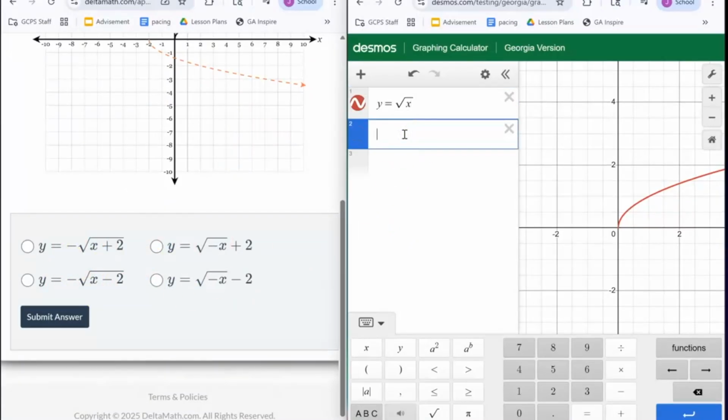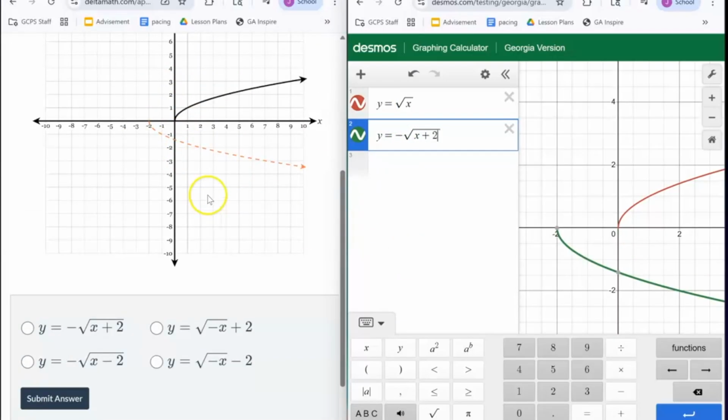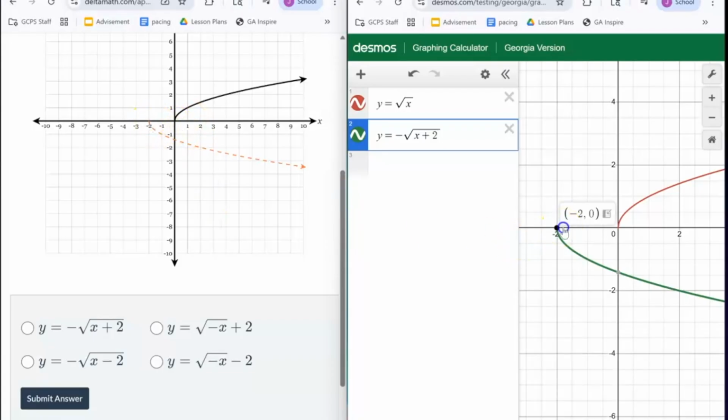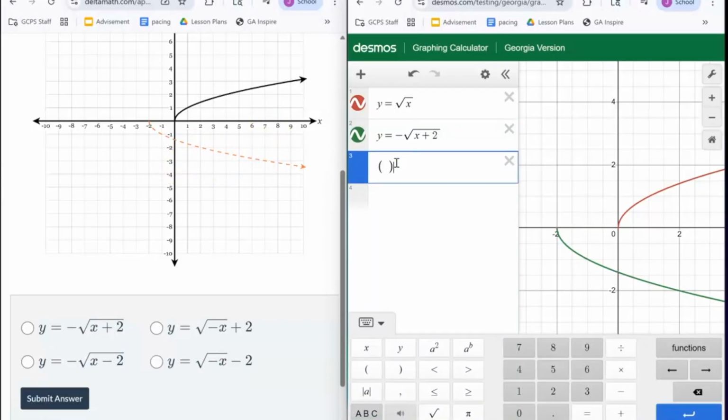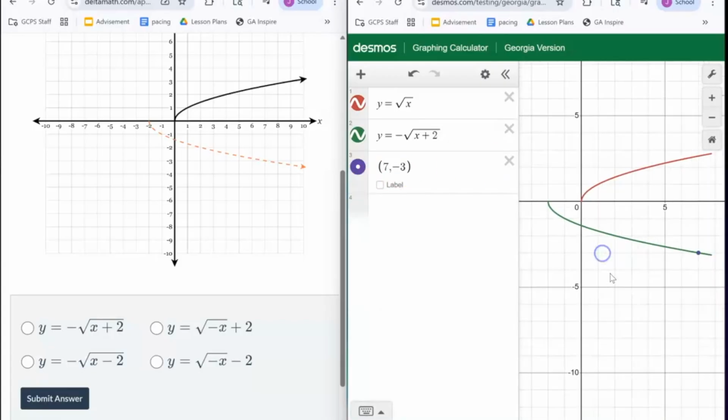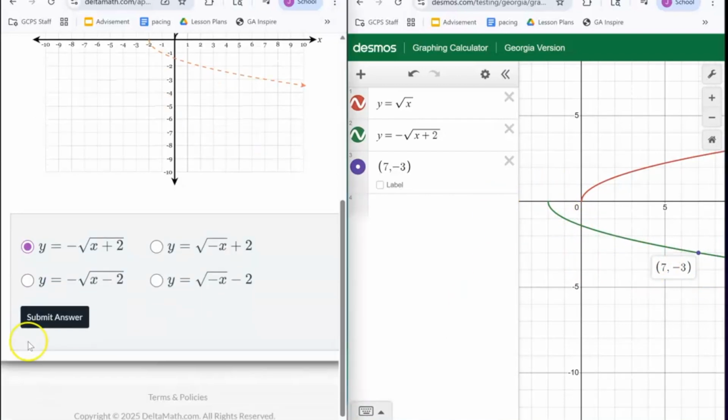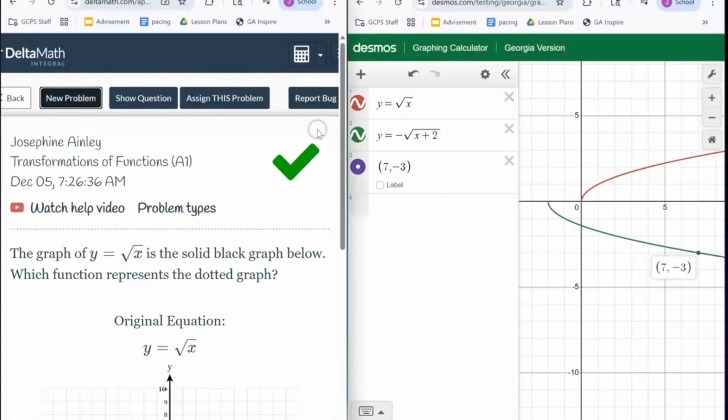So you're going to say y equals the first one, which is negative x plus 2. Does it look like that? Okay, so now we're going to zoom in to make sure. So you see this starts at 2, that starts at 2. And let's see if I can just find one corner just to make sure right here. So 7, negative 3. So let me make sure that 7, negative 3 is on the graph, and it is. Okay, so now I've correctly matched it to answer choice A. All right, so that's how you use the calculator.